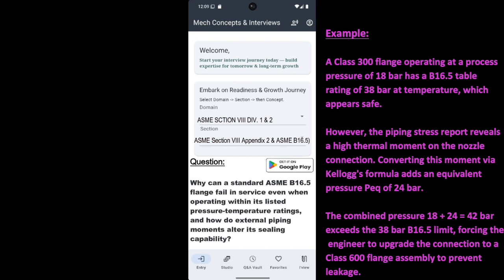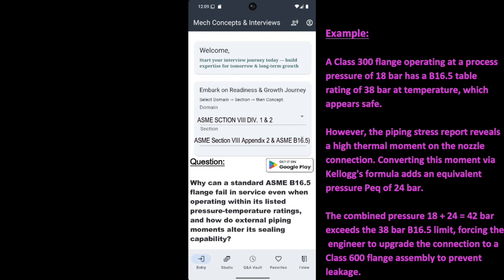Exactly. This combined reality of 42 bars significantly exceeds the flange's structural limit. The data forces the engineering team to discard the initial specification and upgrade the entire connection to a thicker, stiffer Class 600 flange assembly. Ensuring the joint possesses the mechanical rigidity to resist the piping leverage without unloading the gasket. That is the architectural logic, yes.